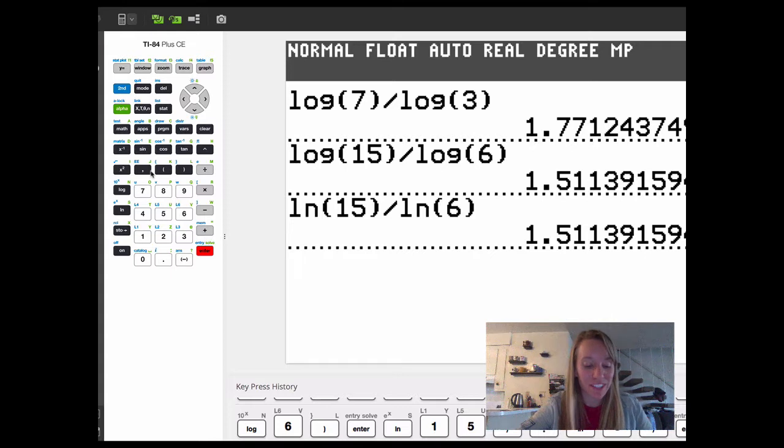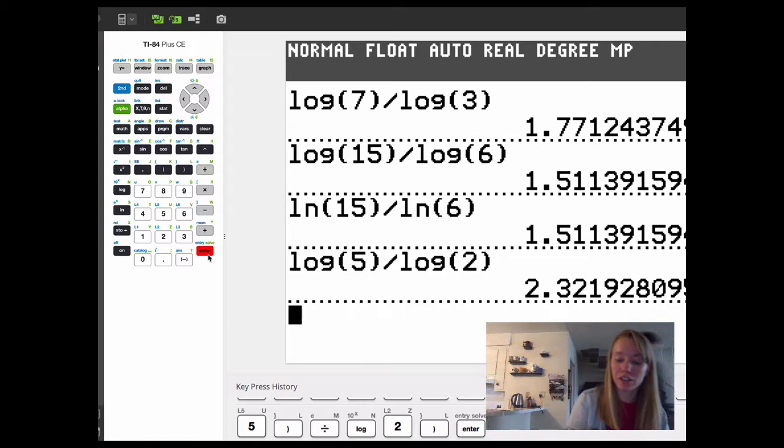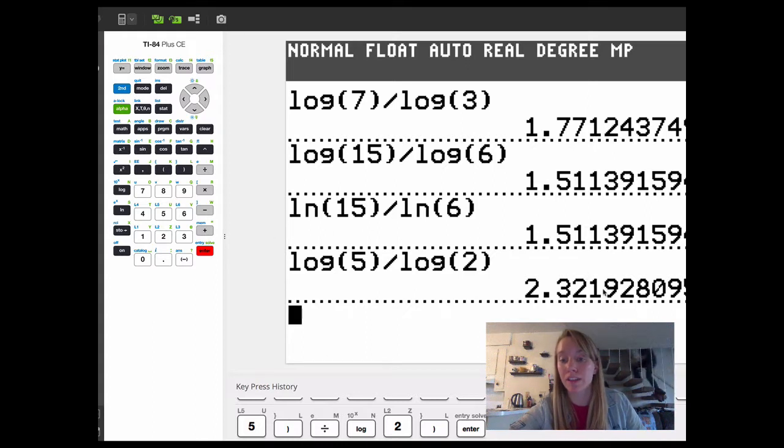The last 2 problems, log base 2 of 5, I do log 5, close the parenthesis, divided by log 2. Again, don't forget to close your parenthesis before you hit enter. And you get 2.322. Remember, rounding to that 3rd decimal place, I look at this number, I take the 9, and I round up.